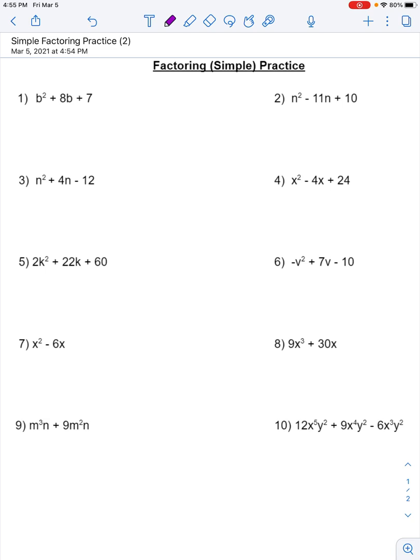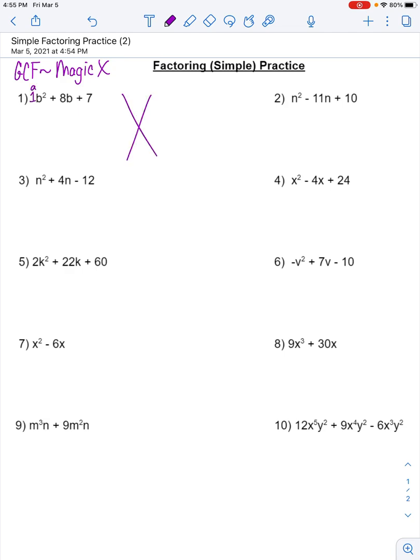Just as a reminder, we have two strategies. We have factor out the greatest common factor, and then we have magic X. And remember, it could be one, the other, or both that we have to use. So I always ask myself first, like on number 1, do I have a greatest common factor I can factor out? No, I don't. So now I'm going to use magic X.